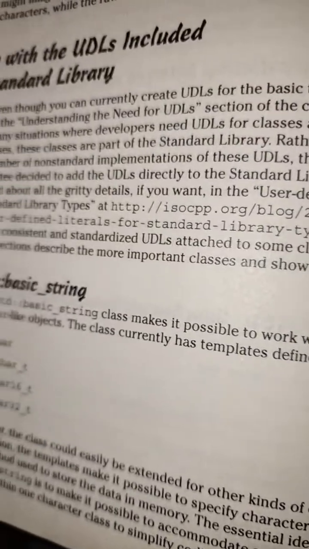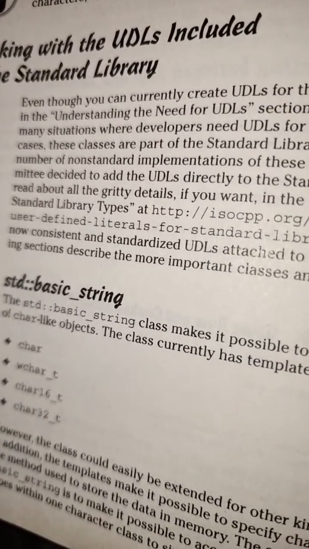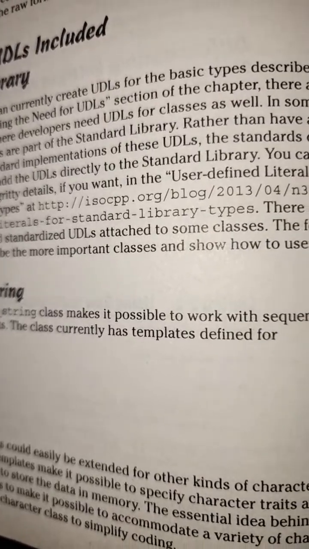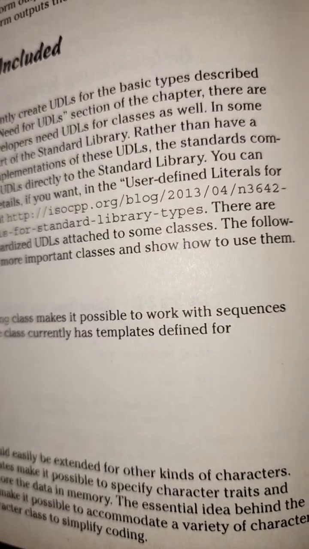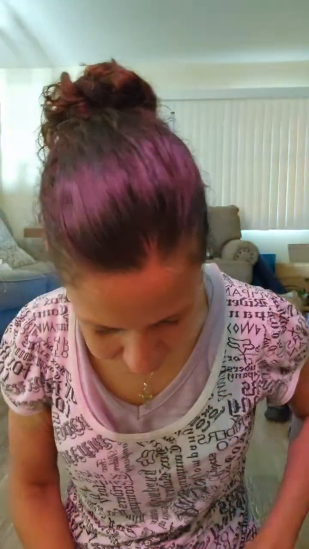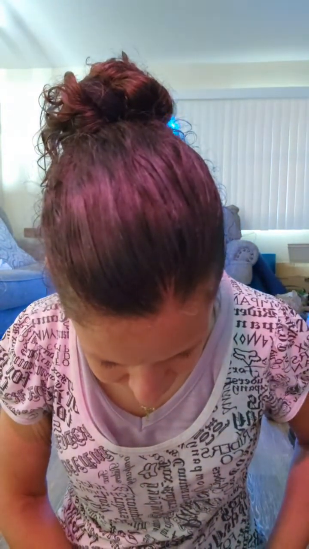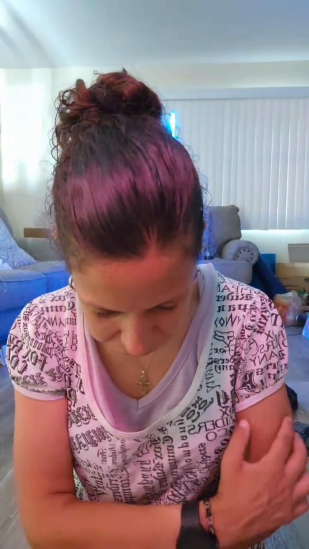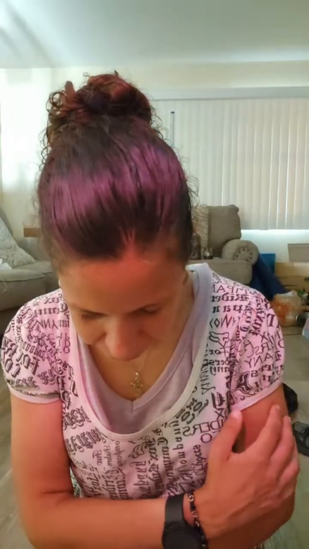http://isocpp.org/blog/2013/4/blog/in3642, user defined literals for standard library types. There are now consistent and standardized UDLs attached to some classes. The following sections describe the more important classes and show how to use them.